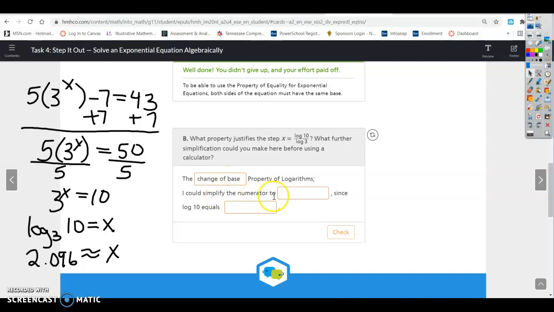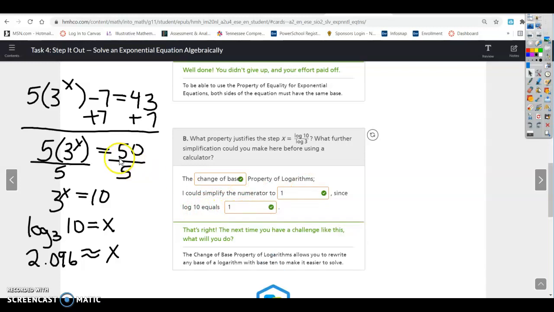And I could simplify the numerator. Okay, so the numerator is just log of 10. So that reduces to 1 since log of 10 equals 1. Okay, that's one of the properties we learned in one of the previous lessons. All right, that's all for task 4. If you have any questions, let me know.